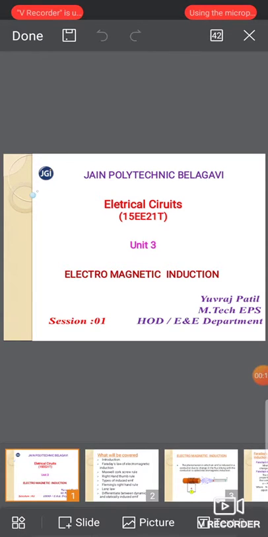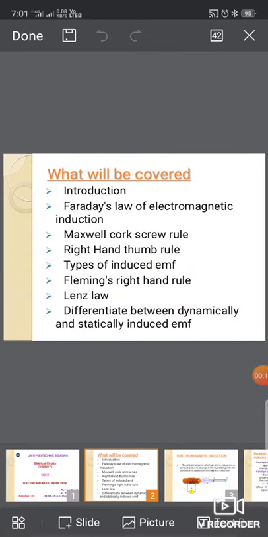I am dealing with the subject electrical circuit. Today we will discuss unit number 3, electromagnetic induction. So the topics covered in today's session are: introduction, Faraday's law of electromagnetic induction, Maxwell corkscrew rule, right hand thumb rule, types of induced EMF, Fleming's right hand rule, Lenz's law, and the difference between dynamically and statically induced EMF.